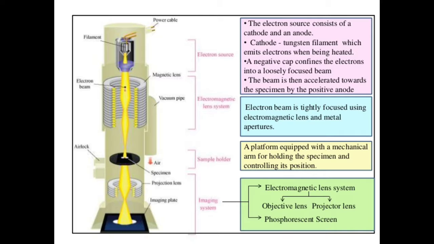And the second system is the electromagnetic lens system. The electron beam is tightly focused using electromagnetic lenses and metal apertures. And the third one is the sample holder system, a platform equipped with a mechanical arm for holding the specimen and controlling its position. Finally, there is an imaging system which consists of a phosphorescent screen.